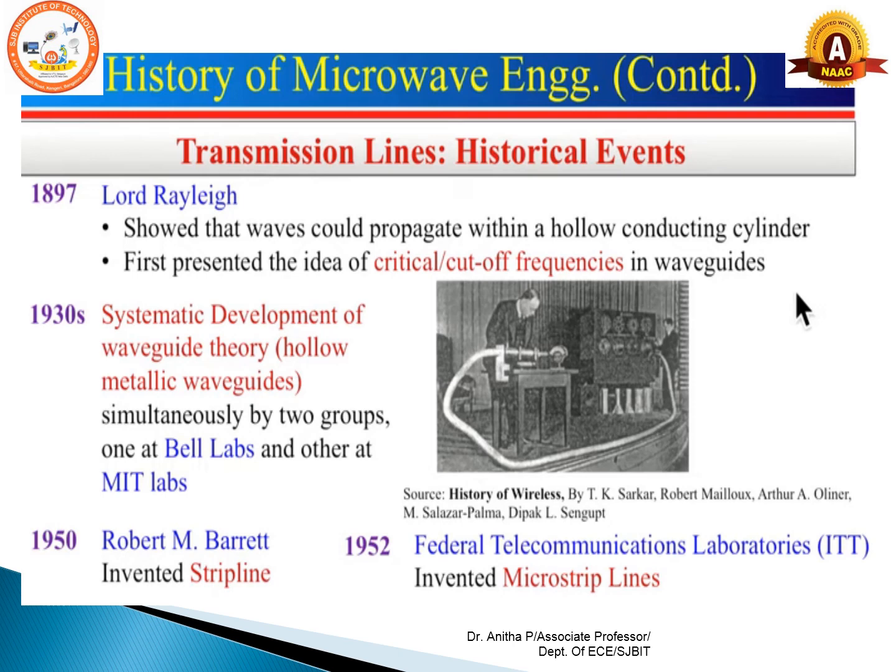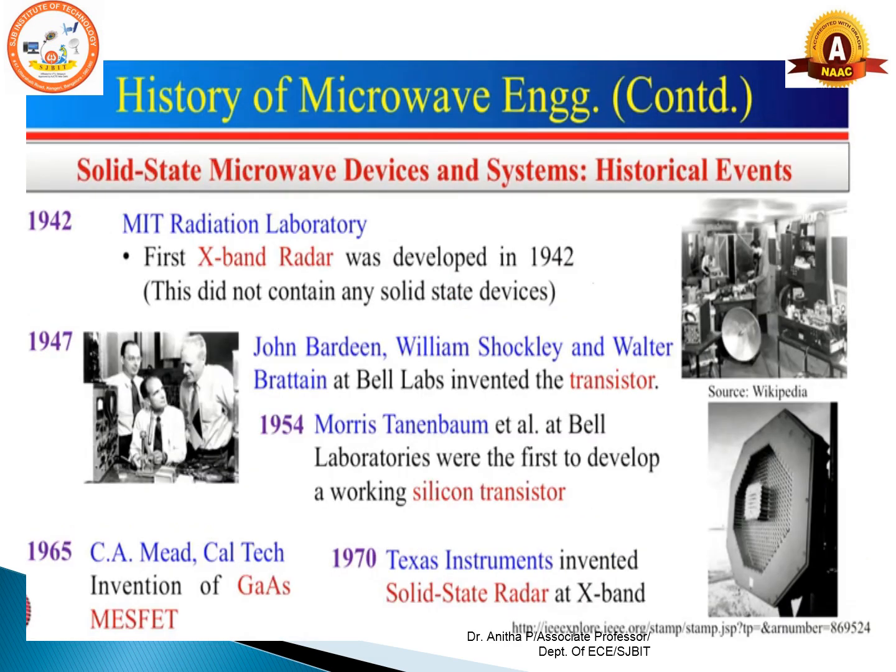And in the 1950s, Robert M. Barrett invented the strip lines. In the MIT Radiation Laboratory, they started with the X-band radar in 1942. After the invention of the silicon transistor by William Shockley and Walter Brattain in Bell Laboratory, they started with the MESFET, the gallium arsenide MESFET, whose invention was done in 1965. In the 1970s, Texas Instruments invented solid state radar in the X band region.